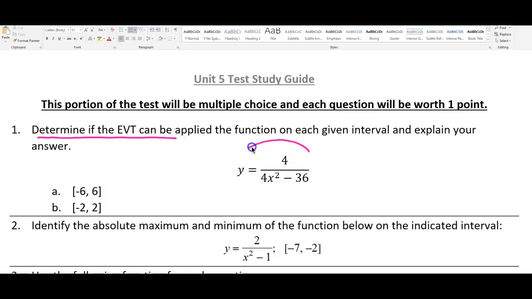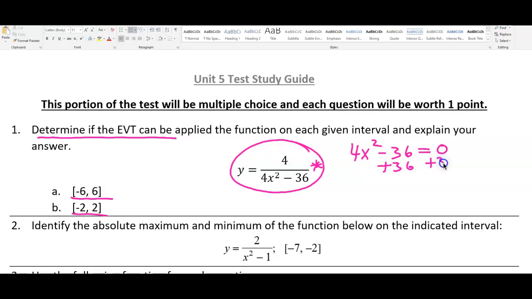Your function has to be continuous on the intervals that they're asking about. So, rational expressions like this one do have discontinuities. They have discontinuities when the denominator equals 0. Now, I'm going to go ahead and solve this.